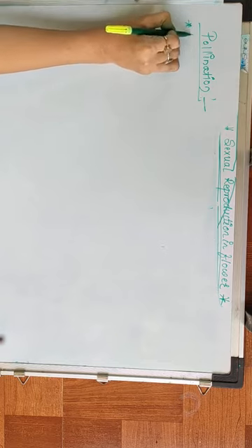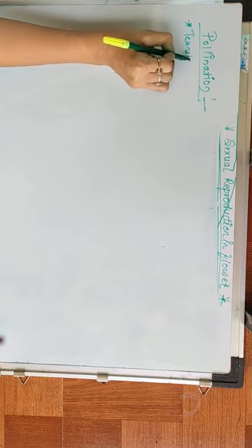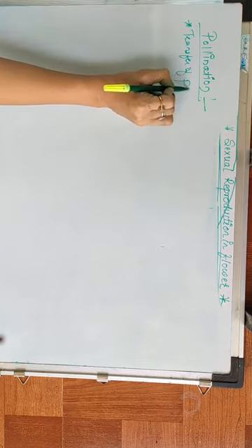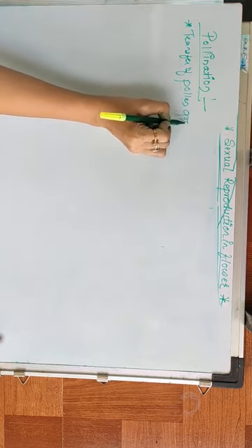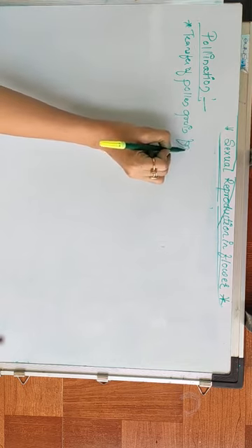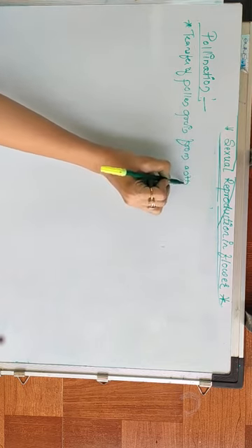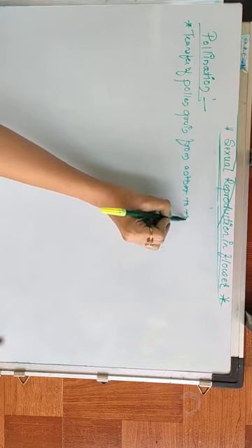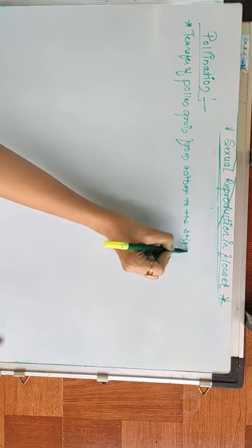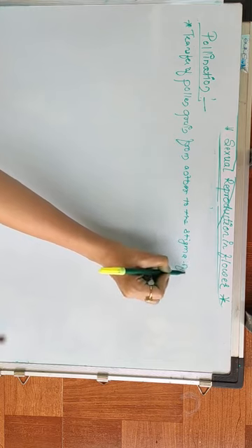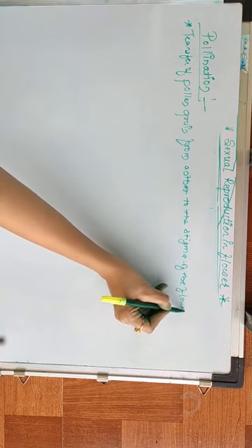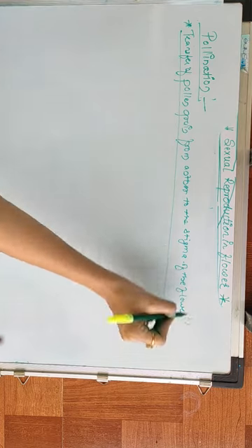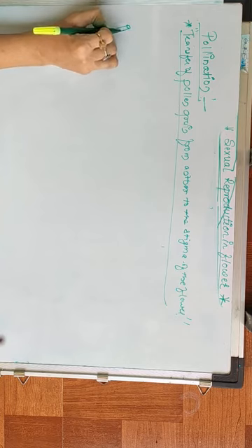So what do you mean by pollination? The transfer of pollen grain from anther to the stigma, anther to the stigma of the flower. This process is known as pollination.